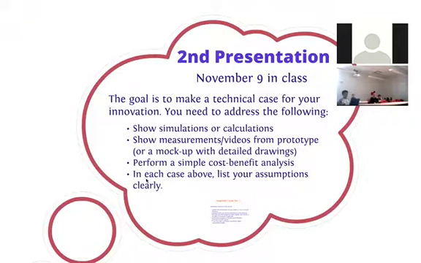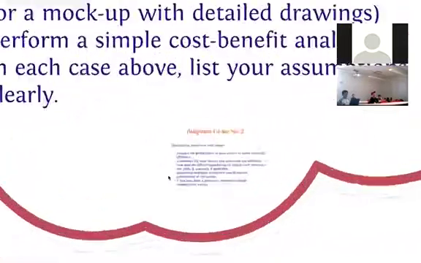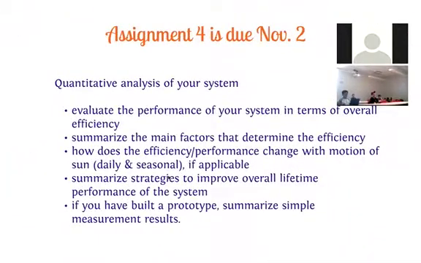Now, to help you do a very good job with the presentation, I provided you an assignment 4, which is due a week before, November 2nd. This is essentially a quantitative analysis of your system. I gave you more detailed instructions, and I would say there are 5 things here. Number 1, evaluate the performance of your system in terms of overall efficiency. That will be different for different teams, so you have to define carefully what that means.